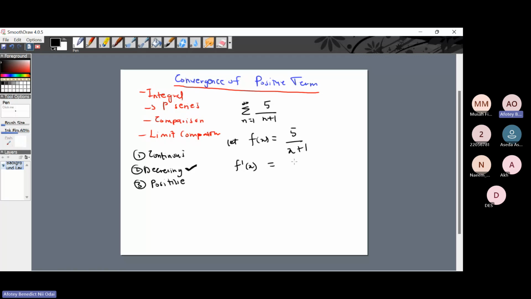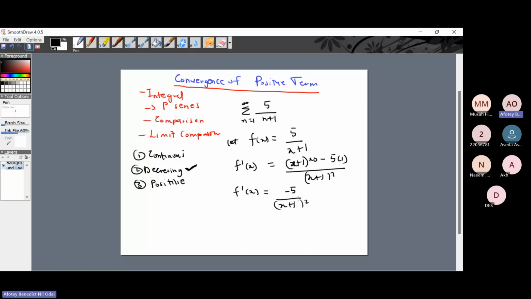We have x plus 1 times 0 minus 5 times 1, on x plus 1 all squared. So we end up getting f prime of x to be equal to what? Negative 5 on x plus 1 squared.